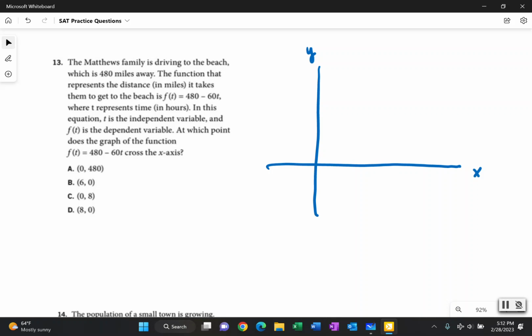Today we're taking a look at an SAT math practice problem. Here we're going to take a look at number 13. Let's do this together. The Matthews family is driving to the beach, which is 480 miles away.